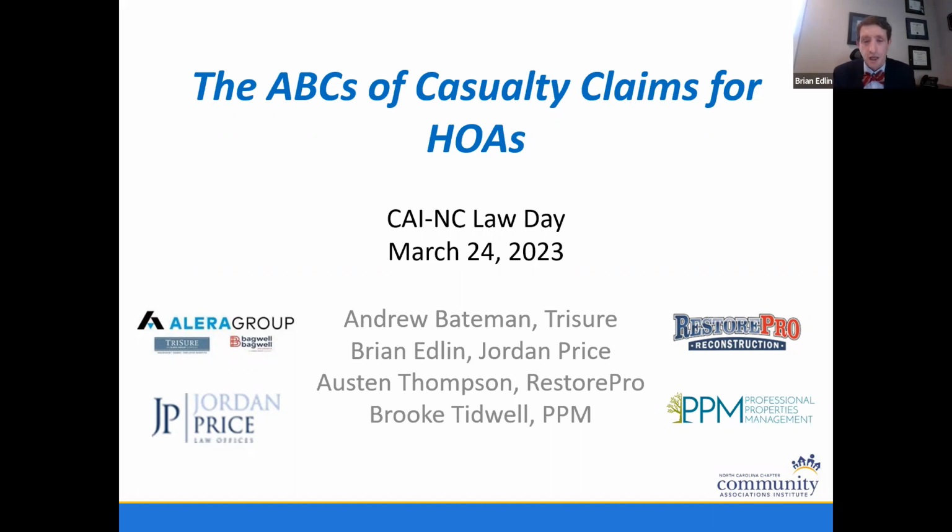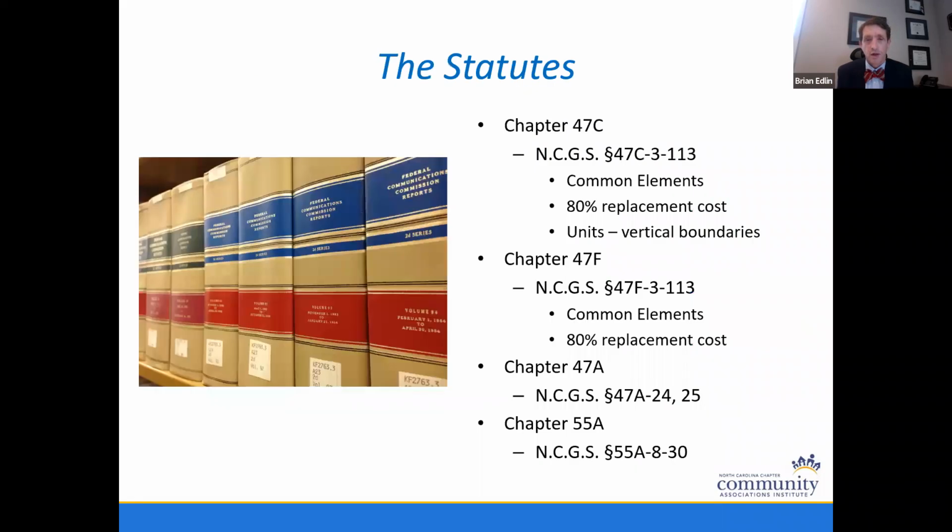So we're really excited to be here today to go over the ABCs of casualty claims for homeowners associations. There's a lot to get done today. We're going to try to tackle it all in about 45 minutes and then hold the rest of the time for questions, which we hope you will have some. But without further ado, I'm going to start with the law. We're going to talk about the insurance requirements. Andrew Bateman is going to talk about insurance. And then we're going to talk about a disaster plan, launching that disaster plan, and some practical pointers for how to implement the disaster plan that your homeowners association may have.